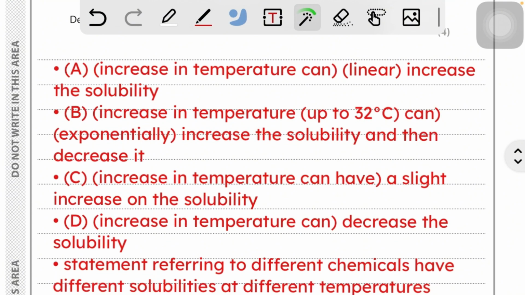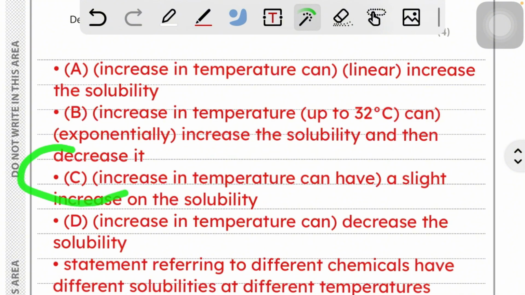For chemical A, with an increase in temperature, it shows a linear increase in solubility. Or you can also say a positive correlation is seen for chemical A because it was always rising. You can write positive correlation, no problem. Then for chemical B, an increase in temperature up to 32 degrees Celsius increases the solubility, and after 32 degrees Celsius it decreased.